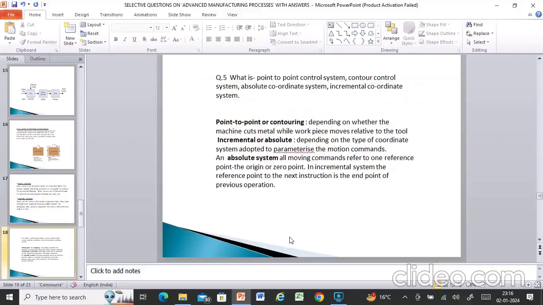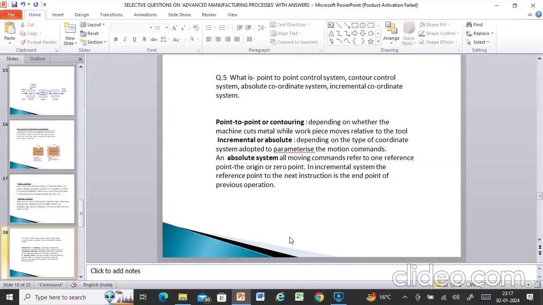We come to question number 5 of Unit 4. What is point-to-point control system, contour control system, absolute coordinate system, and incremental coordinate system? Now, point-to-point control: you take a drilling machine. A drilling machine drills at one point, goes to a distance, and drills another point. The job remains stationary in this case. This type of system is a point-to-point system.